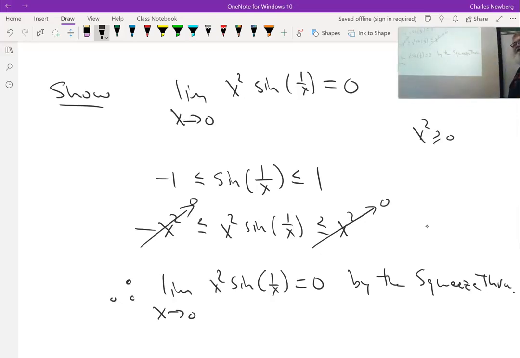All right. So with our sines and cosines, we often will squeeze them. Okay, give you a chance to get that one caught up.